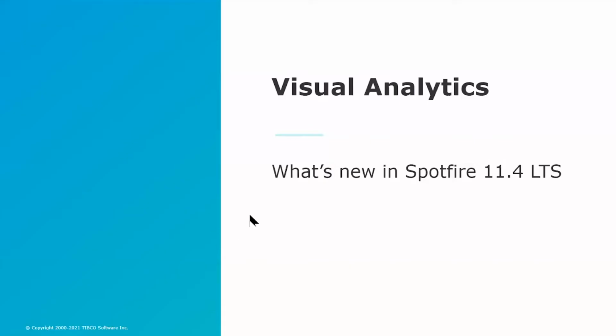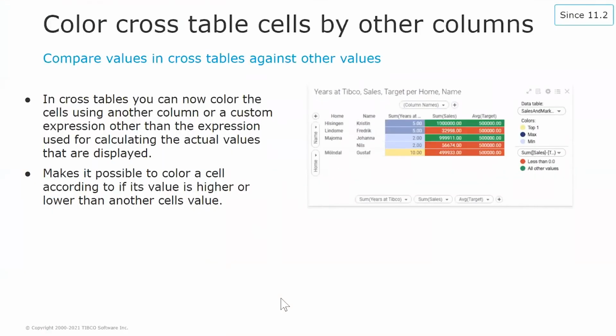Okay, so Visual Analytics features. Let's start by looking at previous releases. In 11.2, this is a highly requested feature that allows you to color the cross-table cells using another column or custom expression than the expression used for calculating the actual values that are displayed. So for example, this makes it possible to color a cell according to if its value is higher or lower than another cell value. Very useful.